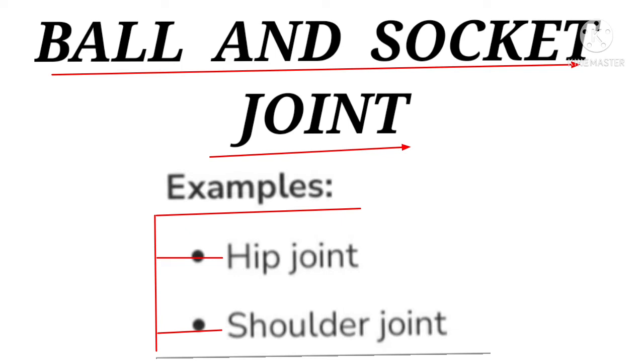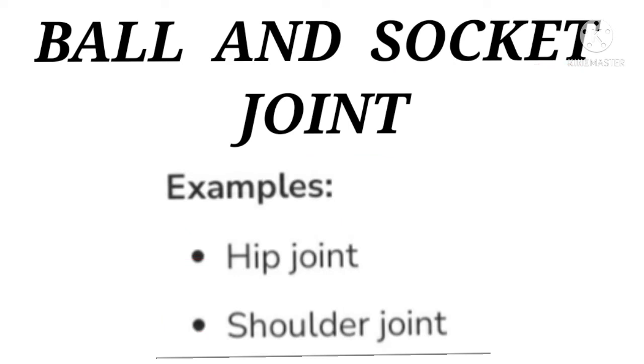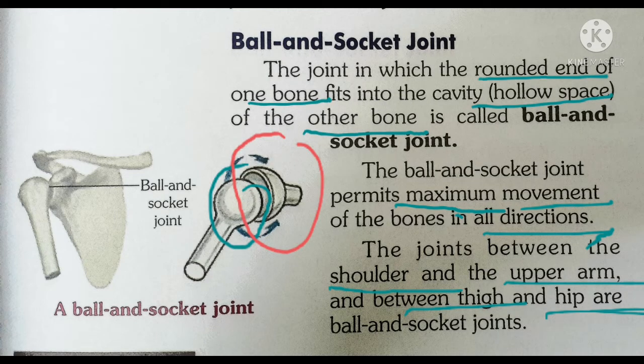Let us know about the ball and socket joint first. The examples of this joint are the hip joint and shoulder joint. The joint in which the rounded end of one bone fits into the cavity or hollow space of the other bone is called ball and socket joint. The ball and socket joint allows maximum movement of the bones in all directions. The joints between the shoulder and the upper arm and between thigh and hip are ball and socket joints.